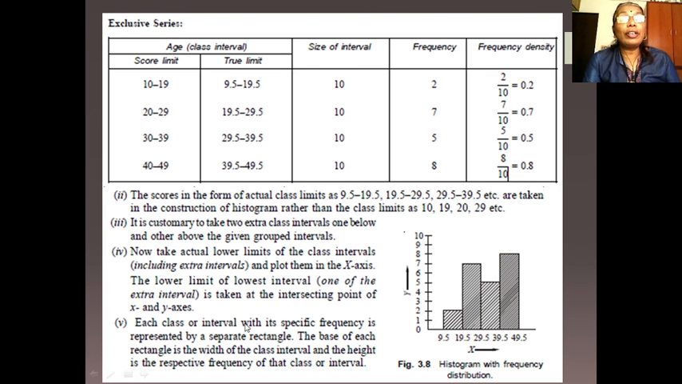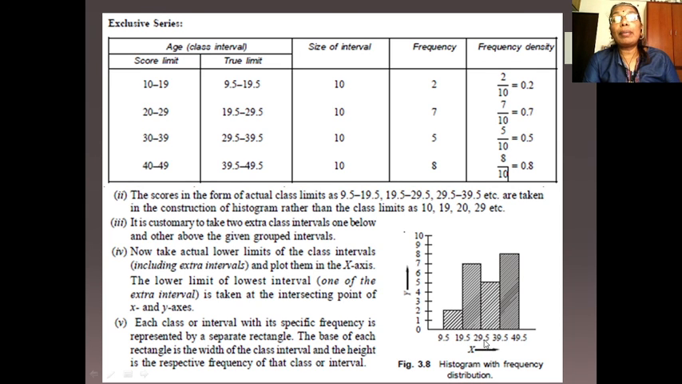Each class or interval with its specific frequency is represented by a separate rectangle. The base of each rectangle is the width of the class interval and the height is the respective frequency of that class interval. For example, for 9.5 to 19.5, the frequency in this class is 2. The 2 is nothing but the height of that respective frequency.